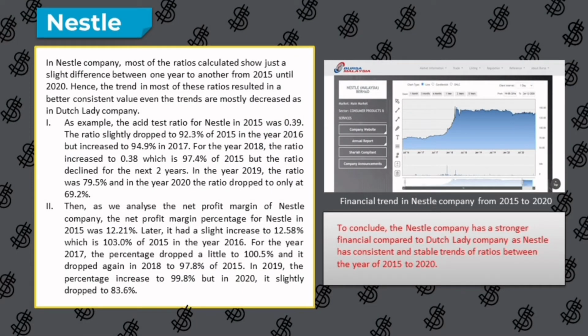In Nestle company, most of the ratios calculated show just a slight difference from one year to another from 2015 until 2020. The declines are progressively improving, which shows the tendency of the company to bounce back. Hence, the trend in most of these ratios resulted in a better consistent value, even though the trends are mostly decreased as in Dutch Lady company. To conclude, the Nestle company has a stronger financial position compared to Dutch Lady company, as Nestle has consistent and stable trends of ratios between the year 2015 to 2020.